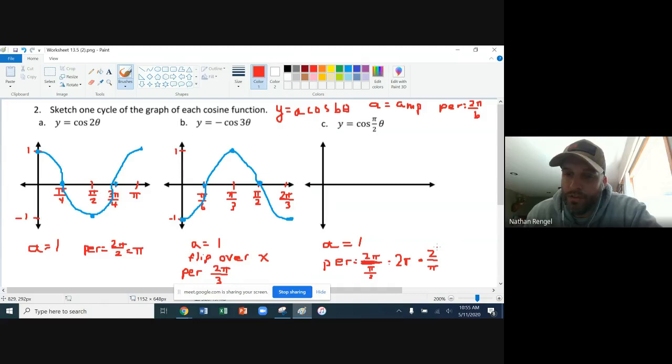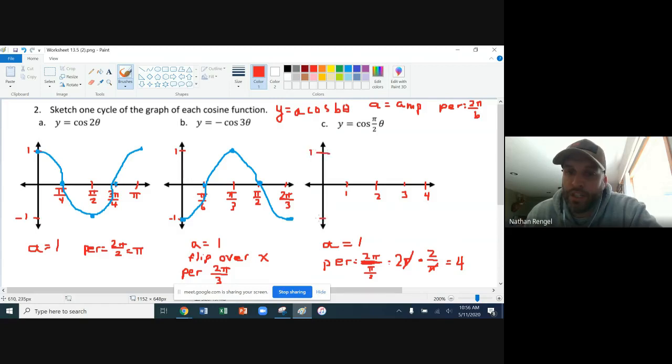Well, the pi's are going to reduce out. We have 1 in the numerator, 1 in the denominator. 2 times 2 gives me 4. So that tells me my period is 4. So there's 4, and this makes it easy. This is going to be half of 4, which is 2, and half of 2 is 1. So 1, 2, 3, 4.